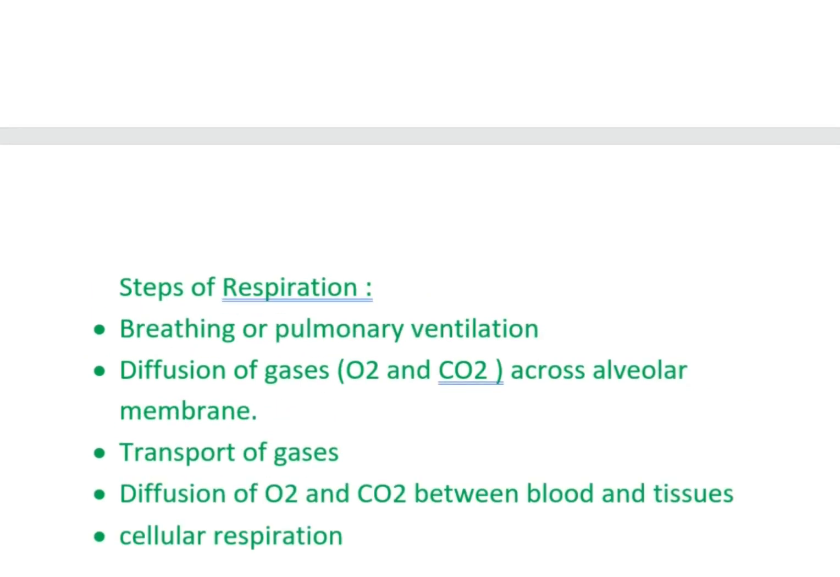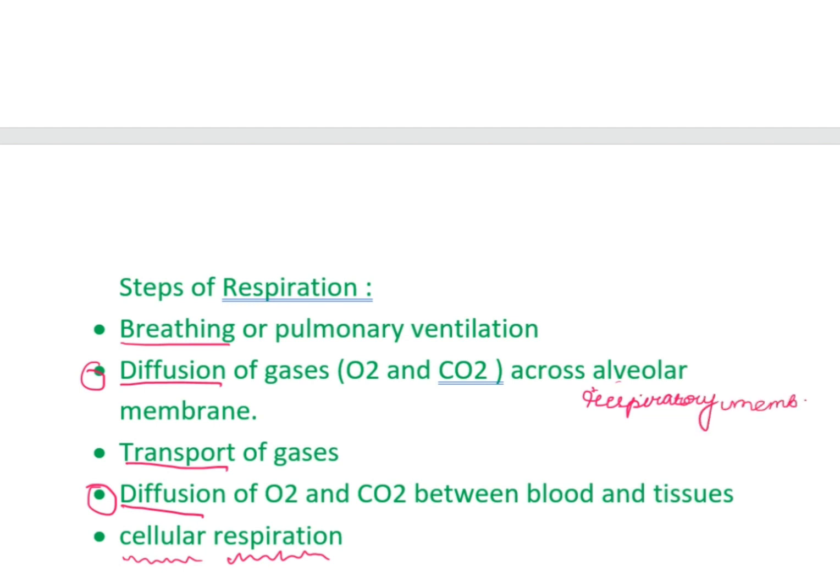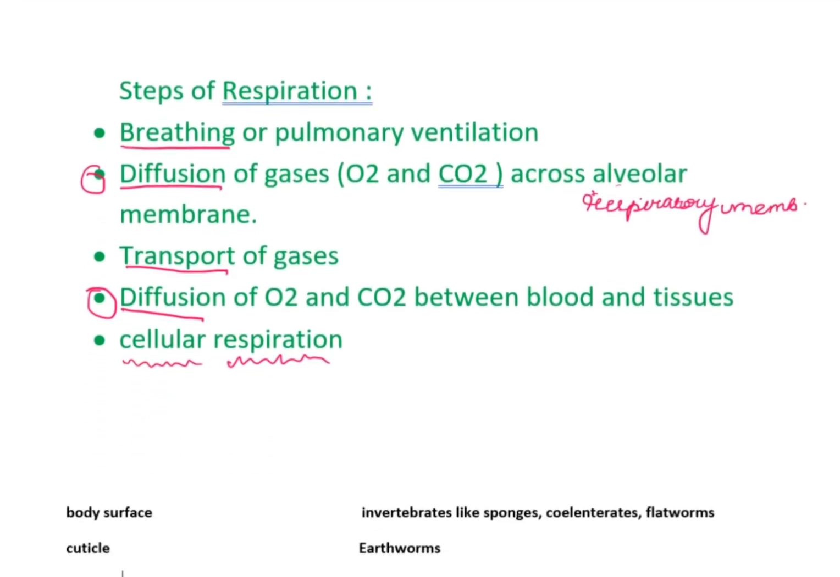gases by the blood, diffusion of oxygen and carbon dioxide between the blood and tissues, as well as utilization of oxygen by the cells, which is known as cellular respiration. The last step is known as cellular respiration. So these 5 steps together is what is known as respiration. And of course, as we see here, breathing forms the first step of respiration. So thus breathing and respiration, they are not the same.